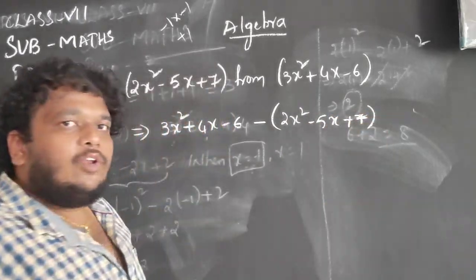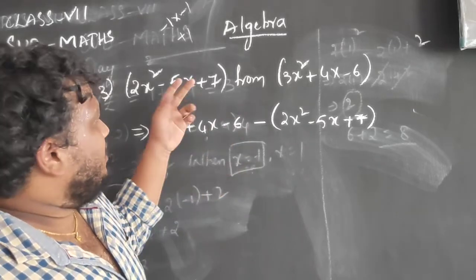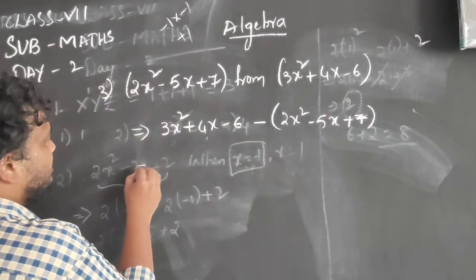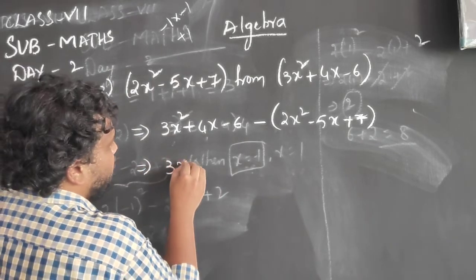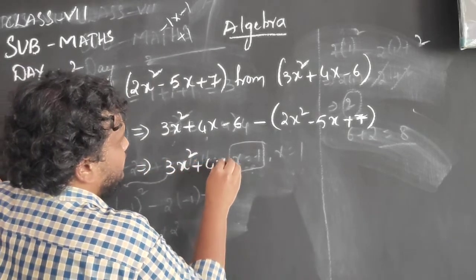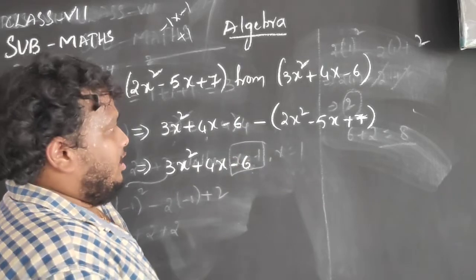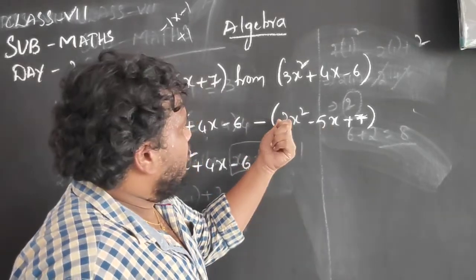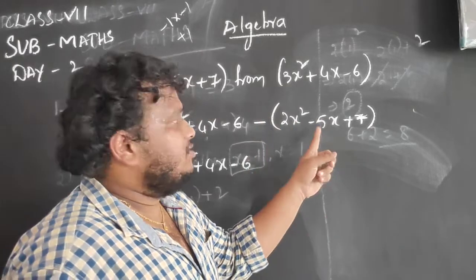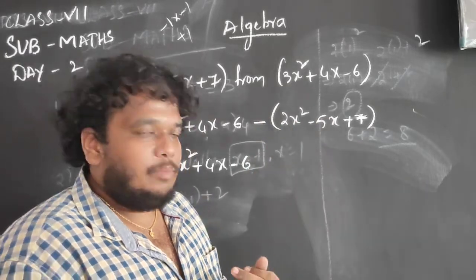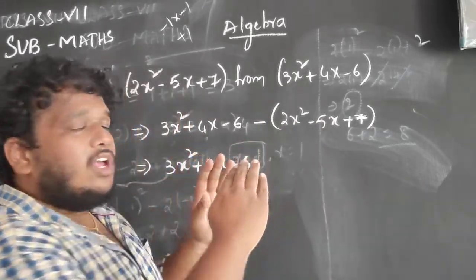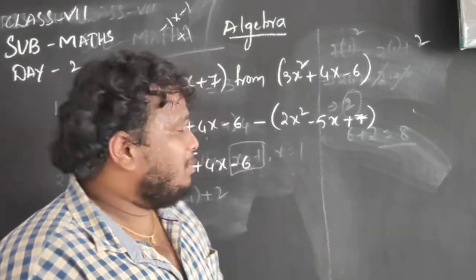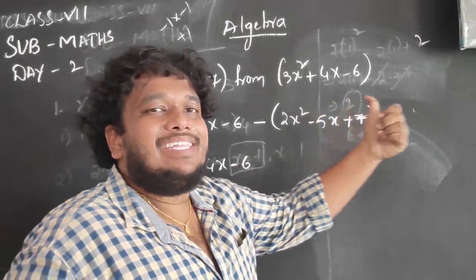When you are going to subtract, what happens is that the symbols of the expression will be changed. Now we'll see how it will be changed. So 3x square plus 4x minus 6. When you are going to subtract an expression, the plus will become minus and minus will become plus. Please keep in your mind that whenever you subtract an expression, the symbols will be changed.